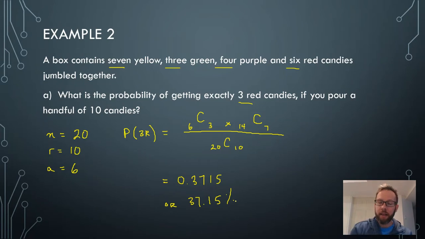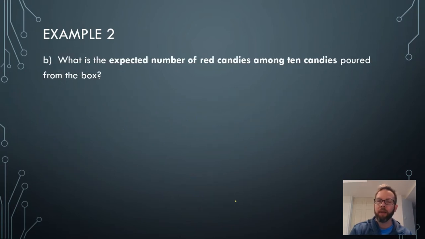Let's find the expected value of red candies. So remember, things kind of stay proportional. If you think, 6 of 20, which is 30% of the candies, are red. When you pour out 10, 30% of those should be red too. Well, 30% of 10 is 3. So when I'm doing my expected value calculation, I'm expecting to get 3.